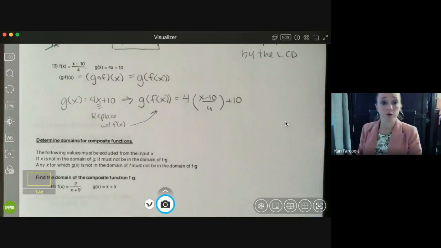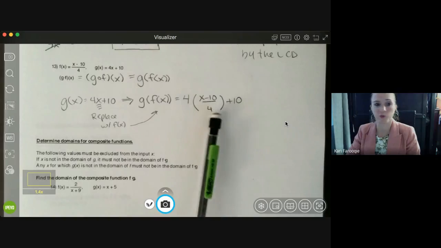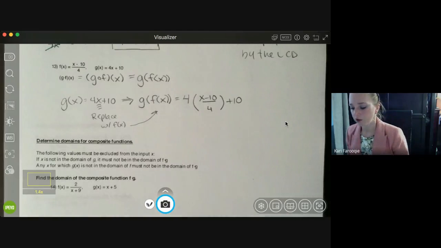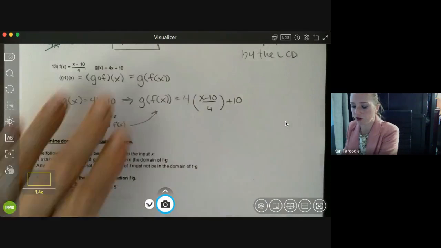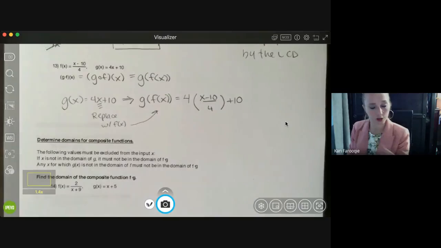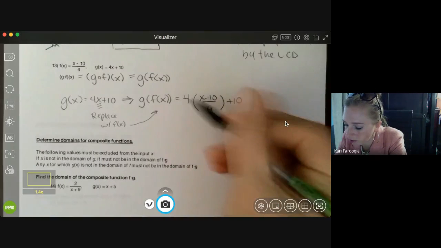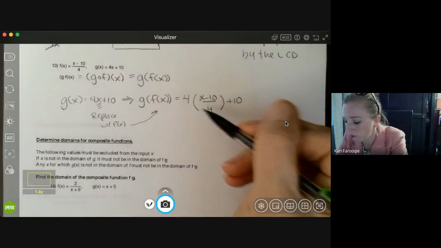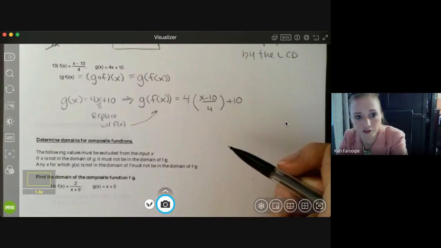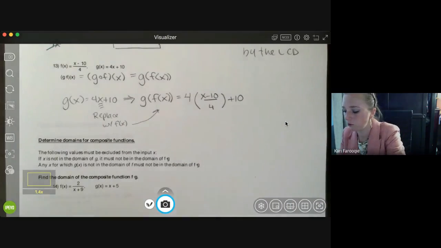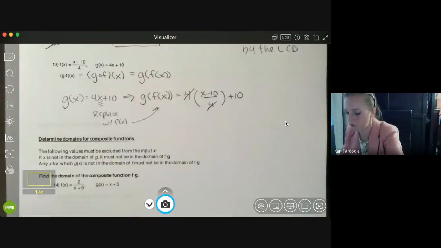Does anyone have a question about g of f of x before we simplify? Okay. All right, these functions are actually related to each other in a special way that we're going to look at in 2.7. But go ahead and simplify. Notice that you have 4 times a quantity where 4 is in the denominator. So you can actually go through and cancel these 4s in that first term.